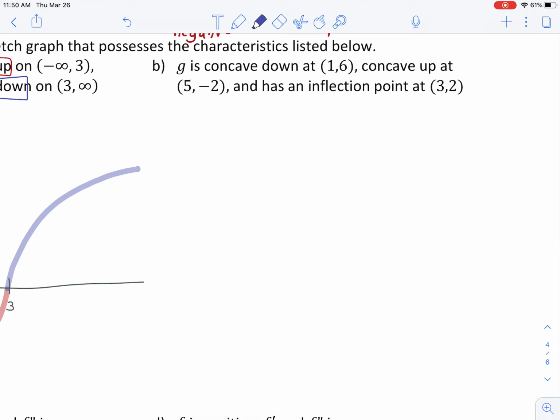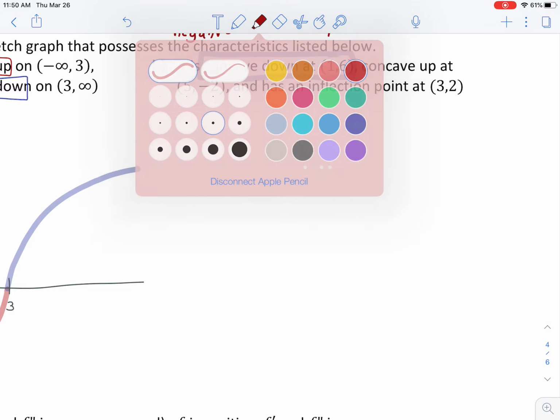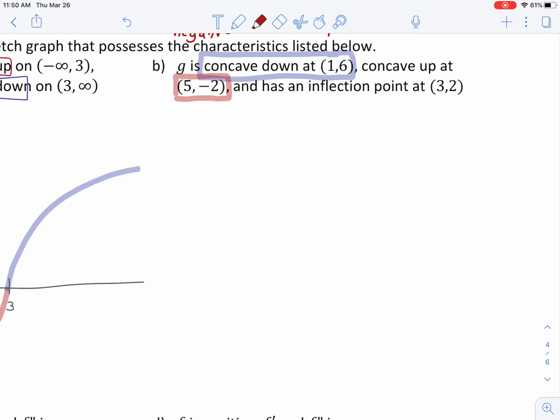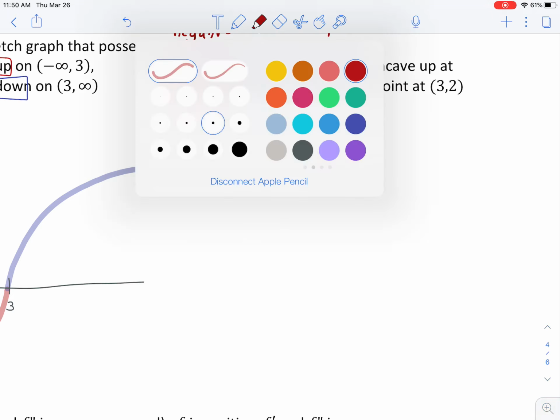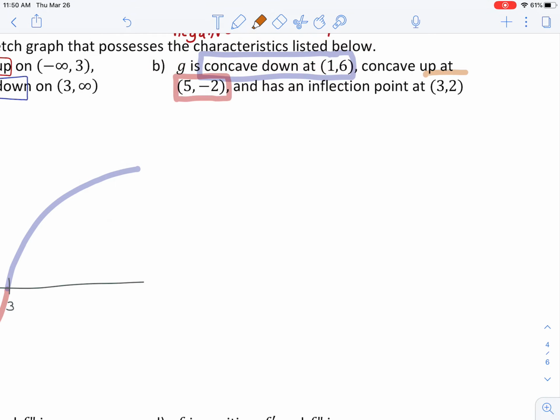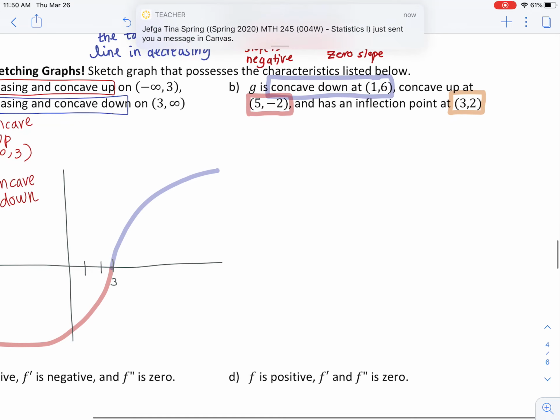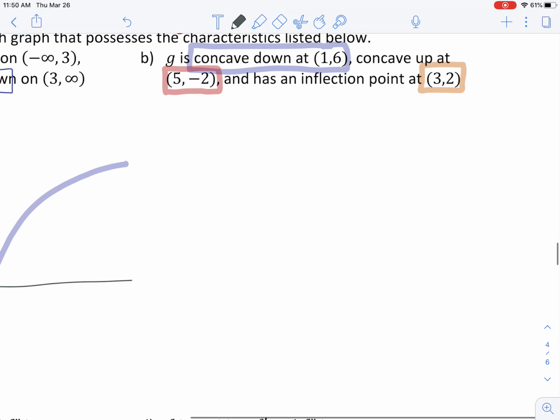G is concave down at. Now look, if they were giving you an interval, they would say something like concave down on, O-N, but they're saying concave down at 1/6. So this is a point. We'll mark it together. Concave down at that point 1/6, and this is concave up at 5, -2, and we have a point of inflection at 3, 2. So we got 3 points to plot. Let me do that first, and then we'll try to sketch a graph, okay?